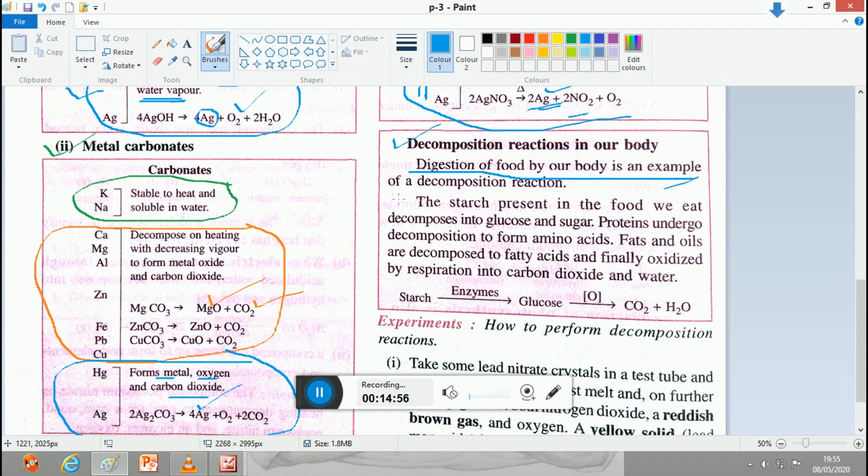Starch on the action of enzymes produces glucose. Similarly, proteins on decomposition produce amino acids, fats and oils decompose to produce fatty acids, and finally are oxidized by respiration into carbon dioxide and water. Children, today we have learned about different types of chemical reactions. Basically, there are two types of chemical reactions and their examples.